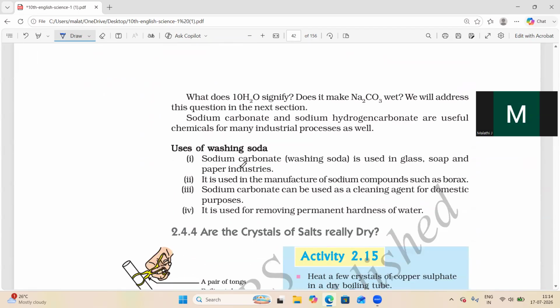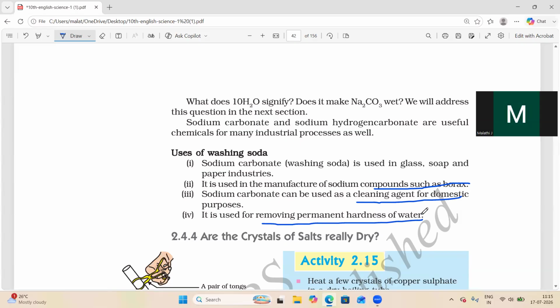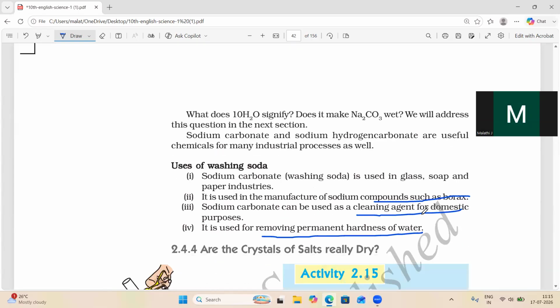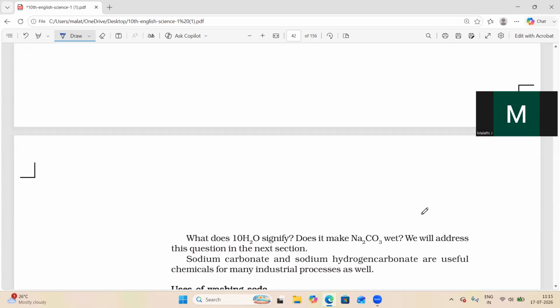Washing soda is used in the glass, soap and paper industries, and it is used to manufacture compounds such as borax. Sodium carbonate can be used as a cleaning agent for domestic purposes. It is used for removing permanent hardness of water. Washing soda is also a base.